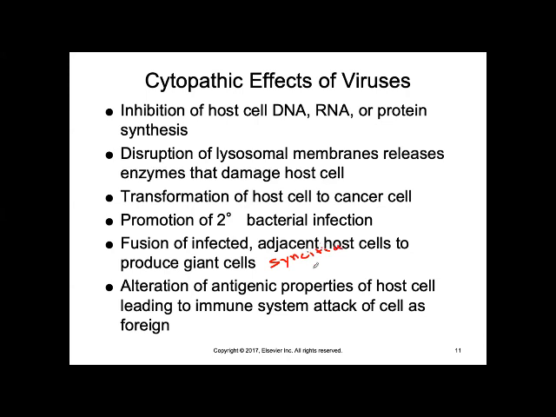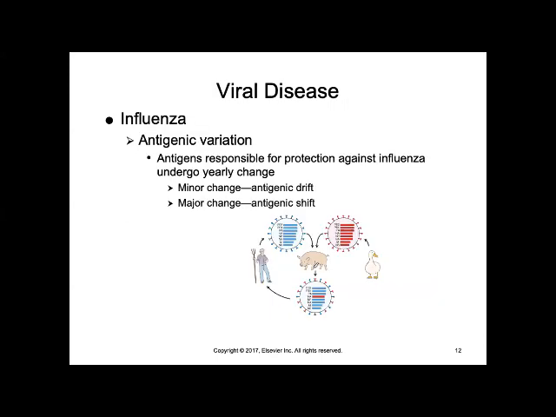Changing antigenic properties of the host can lead the immune system to attack the cell as if it were foreign. There are some bacteria that do that too. Antigenic variation is where we can change our surface appearance, and that can spread our host range, but can also make it more difficult for the immune system to find us and clear us. Antigens responsible for protection against flu undergo annual change, right? Minor change we see is called antigenic drift. Major change is antigenic shift.